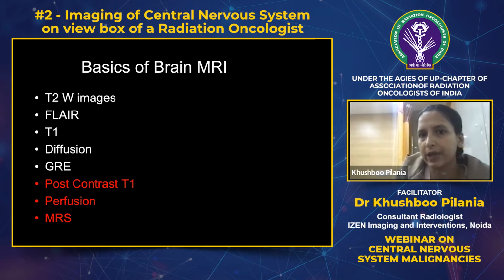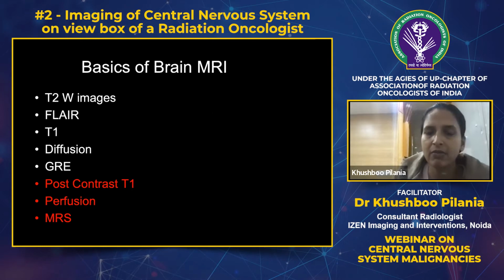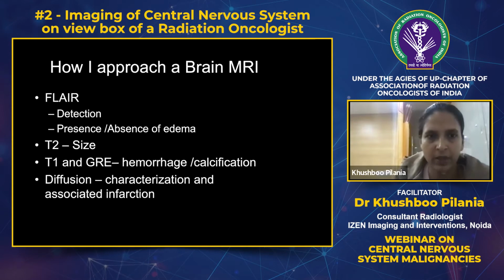So apart from the basics of the brain MRI, which included the T2 weighted, FLAIR, T1, diffusion and GRE, when we are talking about brain tumors in particular, we need to have a few higher or advanced sets of images alongside. These include post-contrast T1 weighted images, which should be mandatory at least for the first time when a patient is being imaged for a brain tumor, and even going ahead, depending upon the time interval at which we are following it up. Then the perfusion sequences and the MRS, which is the MR spectroscopy.